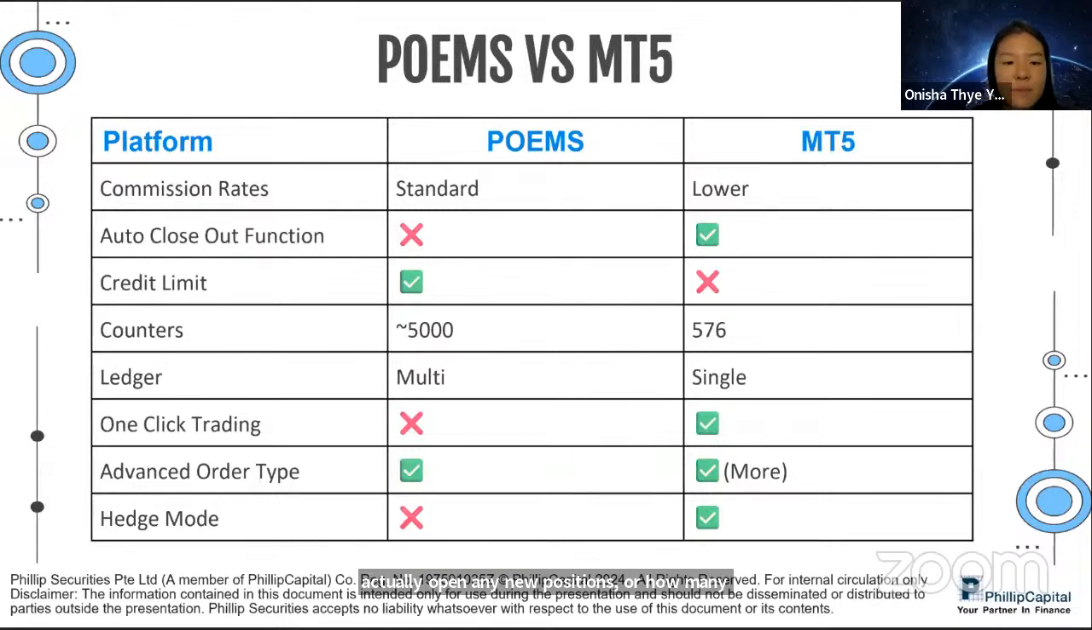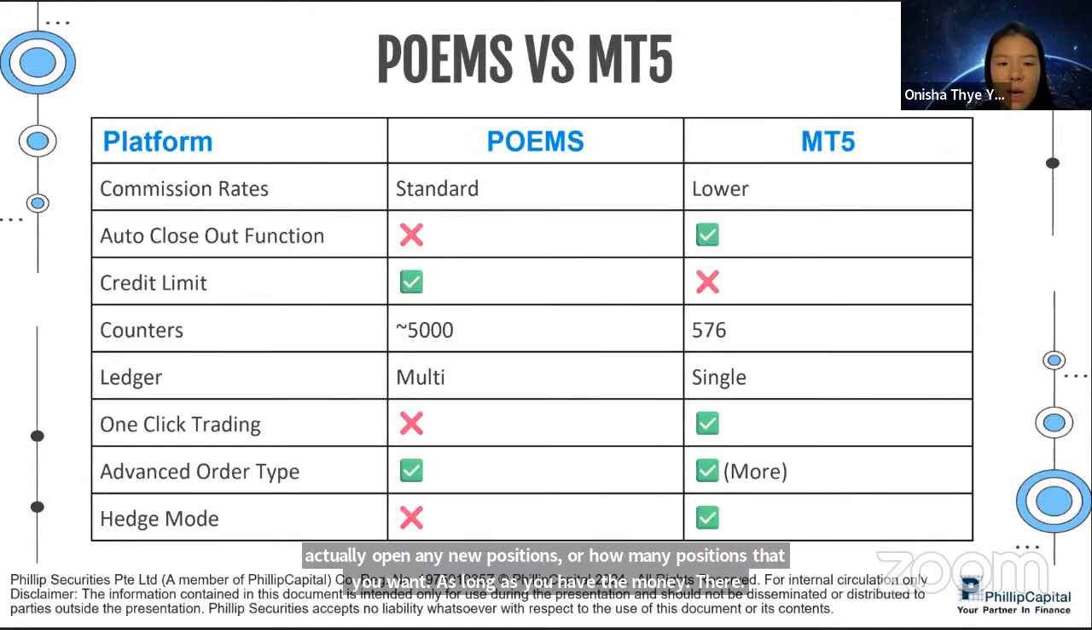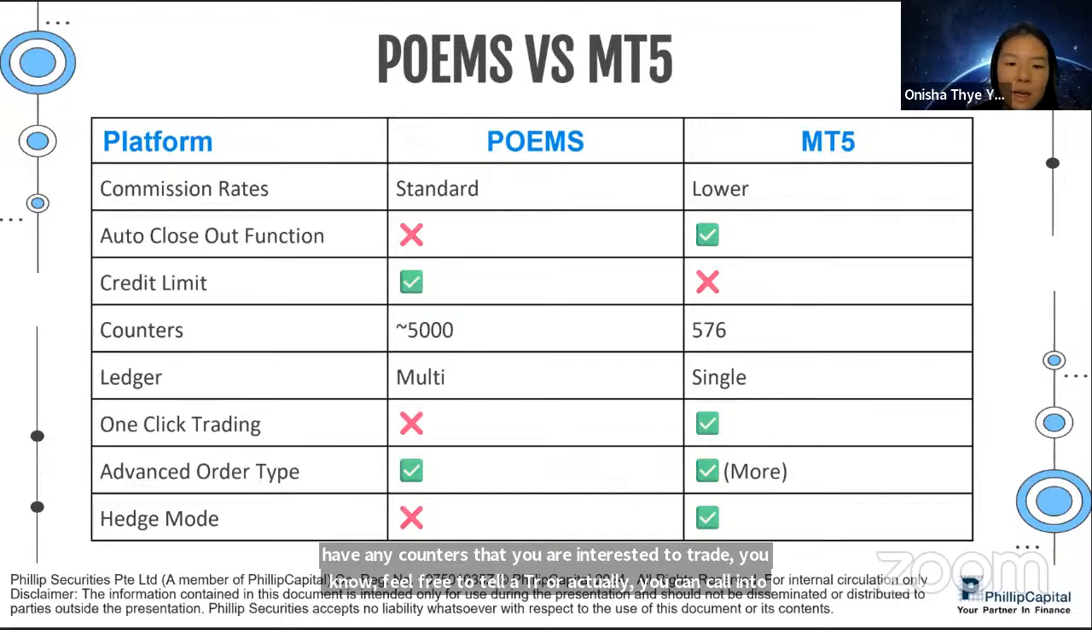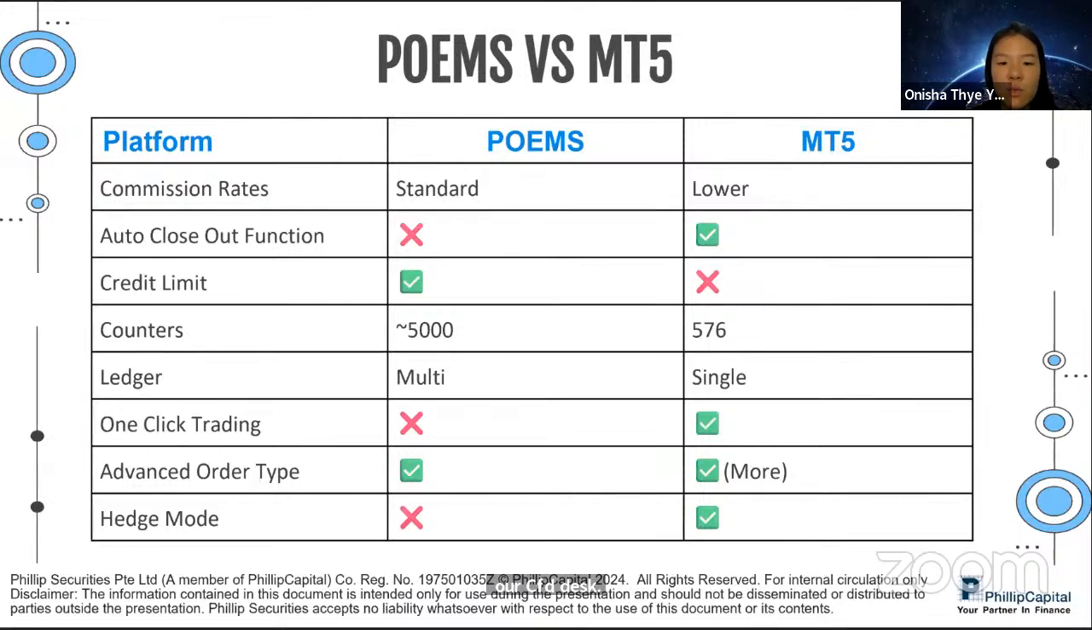Okay. In terms of counters, in POEMS we have around 5,000, but in MT5 we have 576 as of now. We are currently working on adding more CFD counters. If you have any counters that you are interested to trade, feel free to tell your TR, or call into our CFD dealing desk so that we can assist and see if we can add them into MT5, but this is subject to management approval.